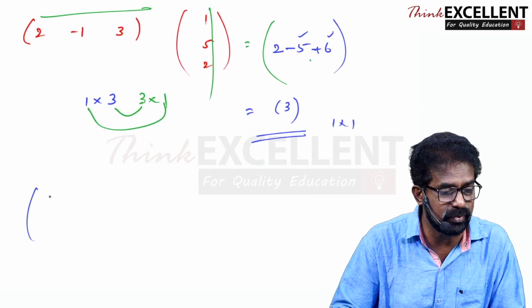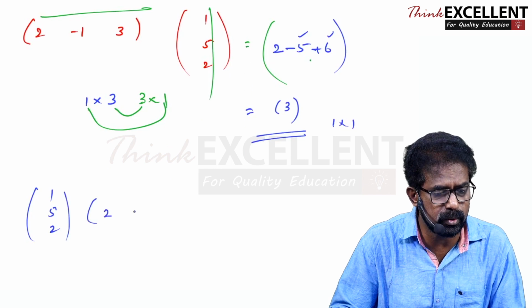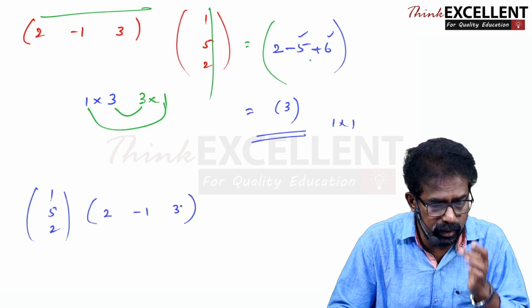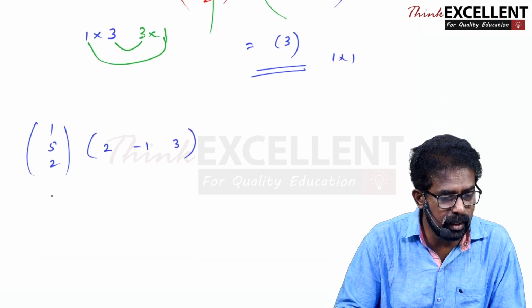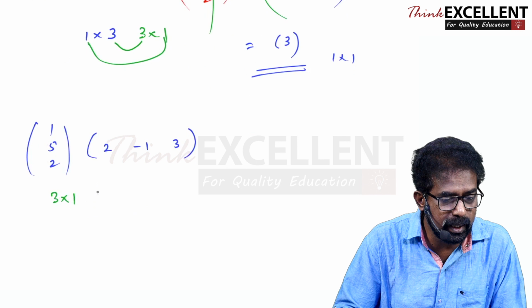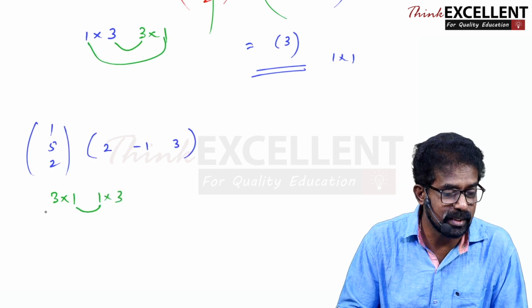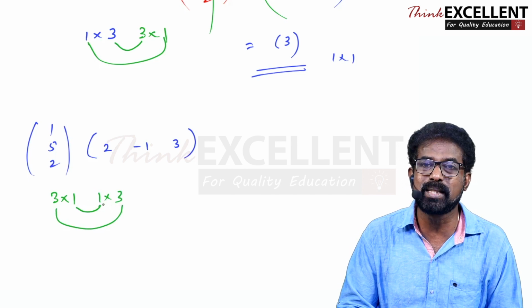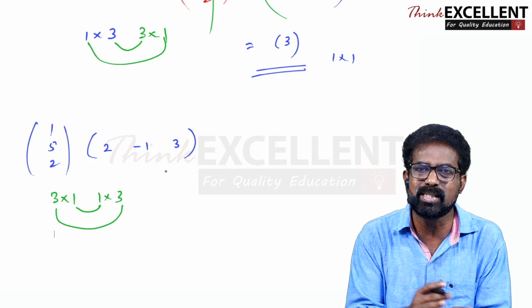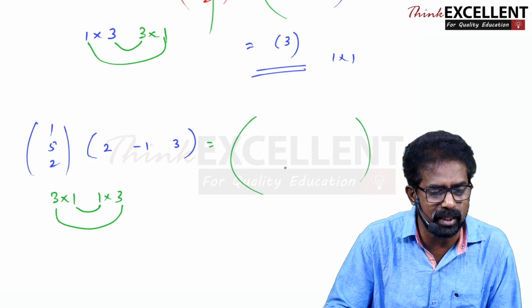Same thing if I take in the reverse order. I am taking 1, 5, 2 first. Column matrix. 1, 5, 2. I multiply by 2 minus 1, 3. Can you multiply? Check it. What is the order of the first matrix? 3 by 1. Second one, 1 by 3. Can you multiply? Yes. What will be your answer's order? You are going to get a 3 by 3. 9 elements will be there. Right? Just we reverse the order, entirely different, right? So now please listen how to get that 3 by 3.